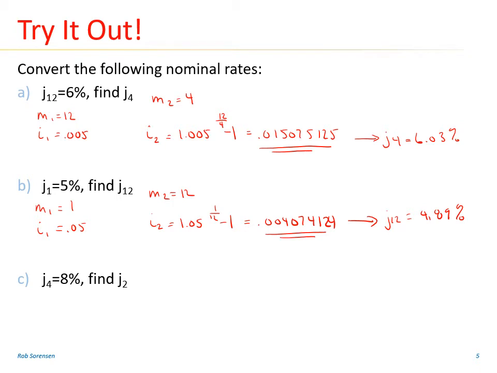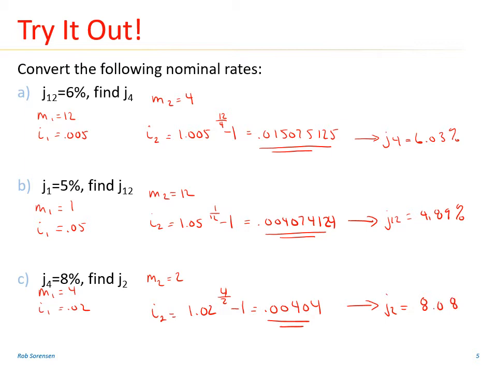So here I had an M of 4 and a little i of 0.02, and the M that I'm caring about here is going to be twice a year. So I2 is going to be 1.02 going from quarterly to semi-annually, take away 1. That's 0.00404. And if you converted it over, J2 is equal to 8.08%.